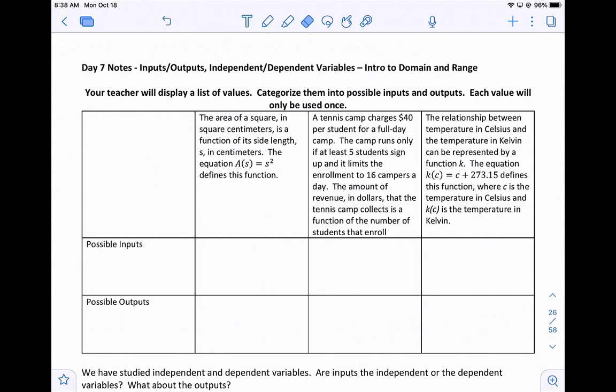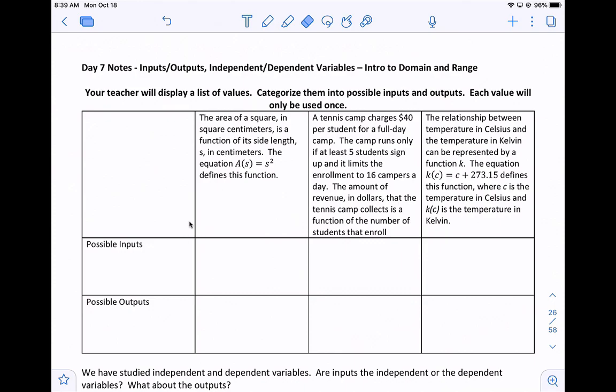In lesson 7, we'll be looking at inputs, outputs, and relating them to independent and dependent variables. And that will be our intro into something called domain and range. So it says your teacher will display a list of values, categorize them into possible inputs and outputs. Each value will be used only once.